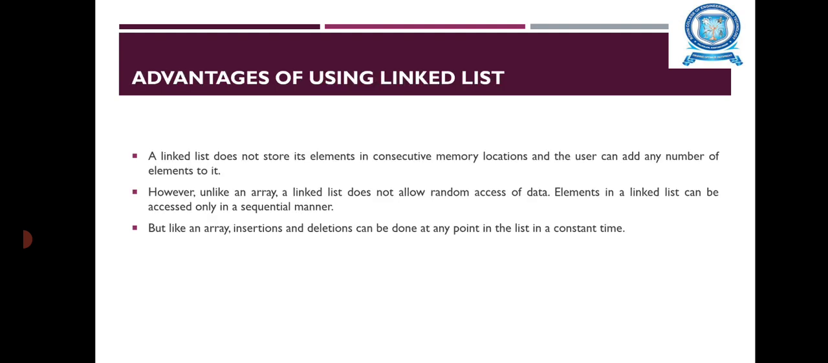The advantage of using a linked list is that it does not store its elements in consecutive memory locations and the user can add any number of elements to it. However, unlike an array, a linked list does not allow random access of data. Elements in the linked list can be accessed only in sequential order. But like an array, insertion and deletion can be done at any point in the list in constant time.